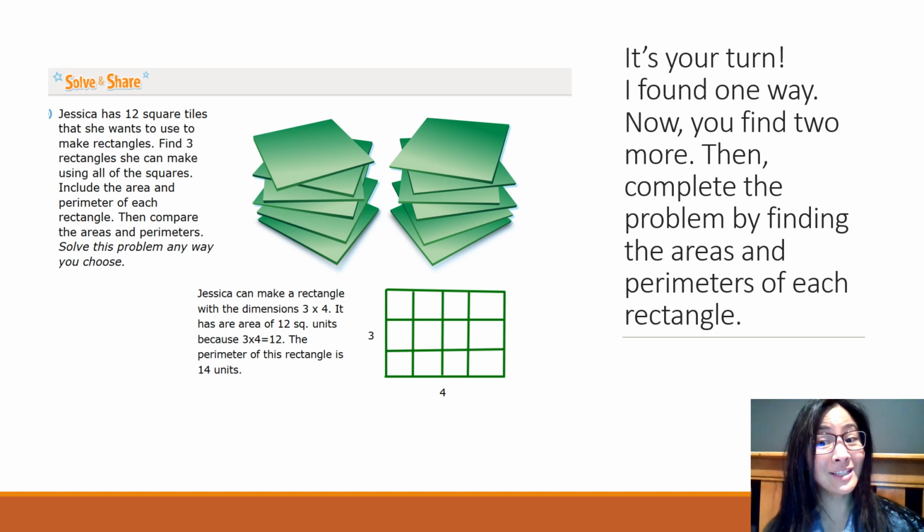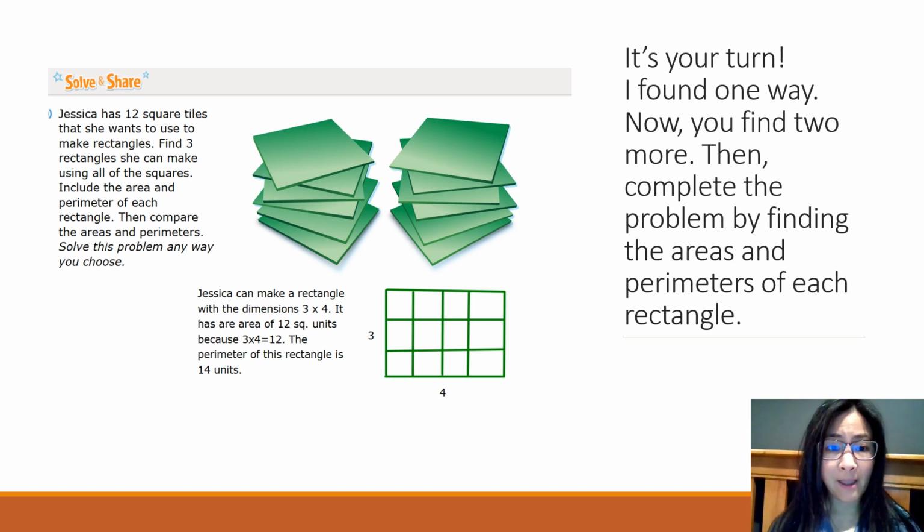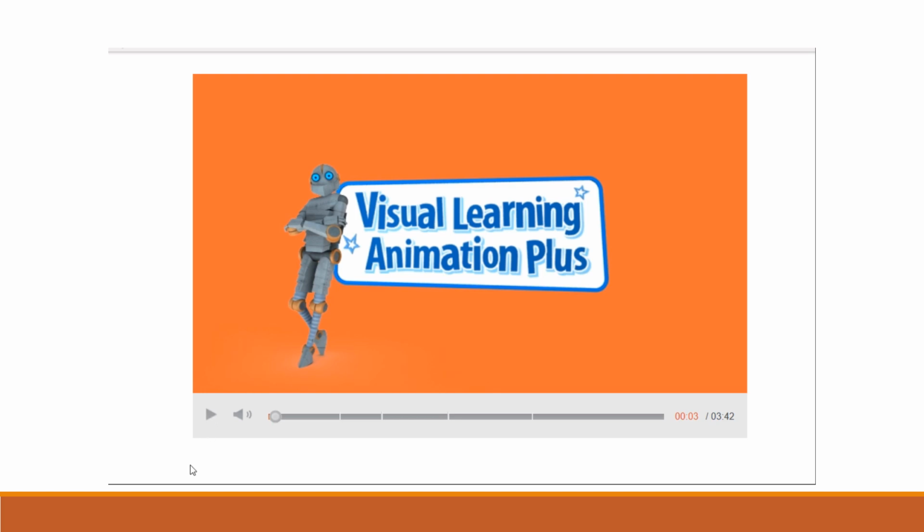Okay, so now it is your turn. I found one way. We went through that whole process. You can see the answer that I typed in here. I recreated the array to show the 3 by 4 rectangle right down here. So now in your workbook, you need to find 2 more rectangles that are not 3 rows of 4, but different. 2 different ways using all 12 square tiles for each rectangle, and then complete the problem. Time to watch the visual learning video for 16-5.